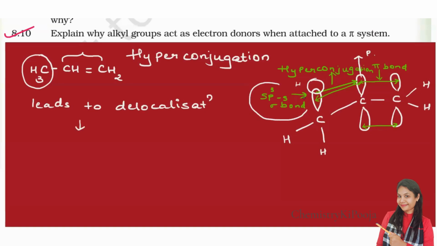And because of it, it makes the molecule more stable. So it is basically because of the overlapping of the sp3 s orbital and the empty p orbital that there is a shifting of electrons, right? Because of this, the hyperconjugation concept comes into the picture. And because of that, the CH3 group behaves like an electron donor.